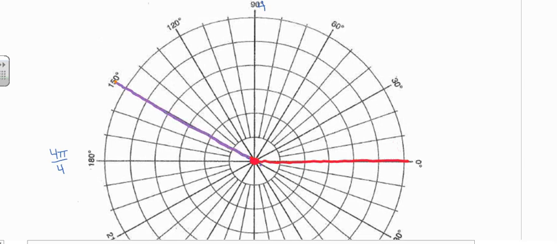So there's my angle measure of 5 pi over 6. I want to go a radius of -3/2. So again, I'm going the opposite direction through that pole. And my radius here is 1.5. So there would be my point D.